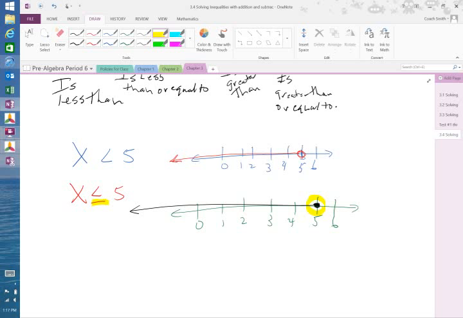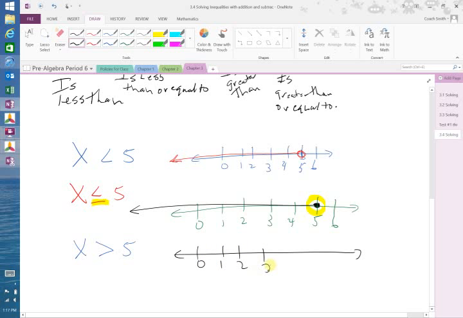Okay? Well, let's say I had, and I'm going to use the same letters and the same numbers, let's say I had x greater than 5. Well, then we draw our number line, and we go 0, 1, 2, 3, 4, 5, 6. Well, that means I have this. Circle, arrow to the right. That's how you would graph x greater than 5.